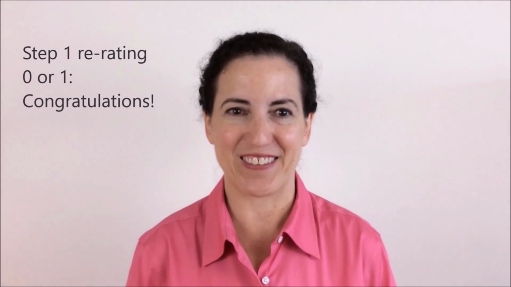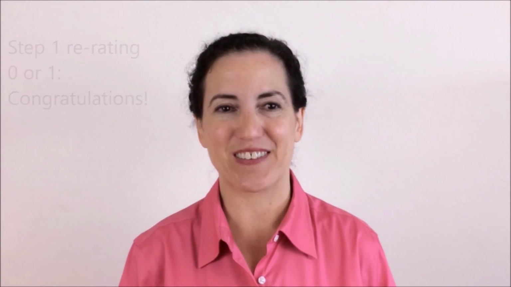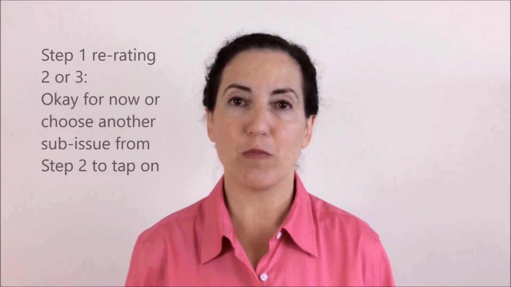That sure was fast, and this is how the system works. If it's a 2 or 3, depending on how much time you have, you might consider this cleared enough for now, or you can continue on and work through the process, choosing a different sub-issue from Step 2. Continuing through the sub-issues is the most effective way to clear the main issue.